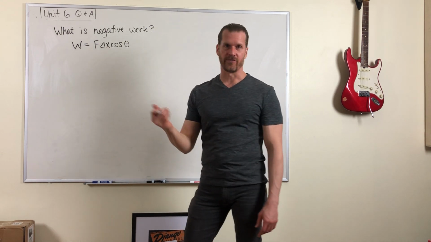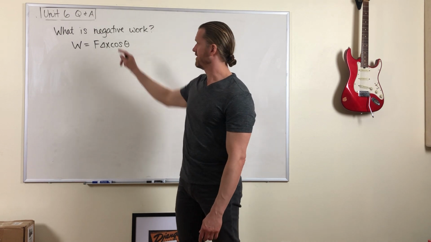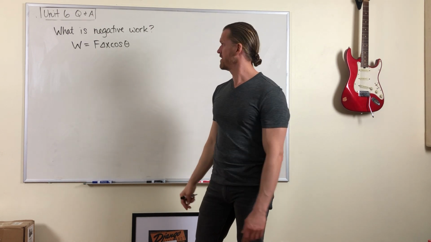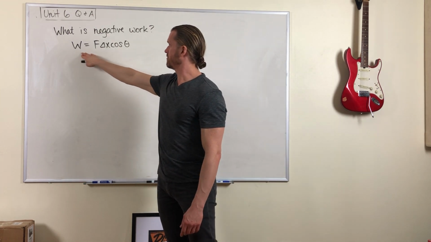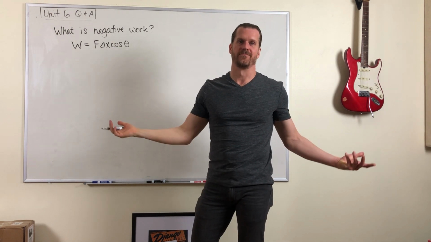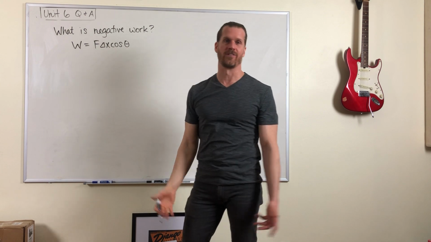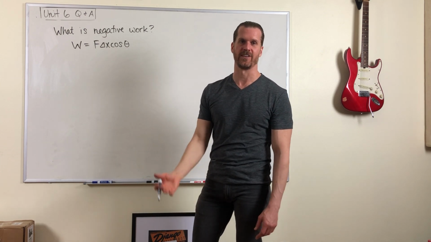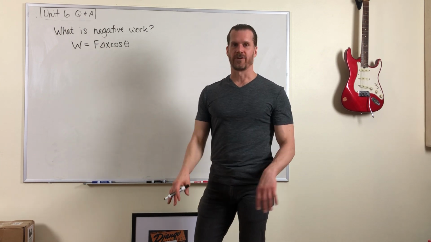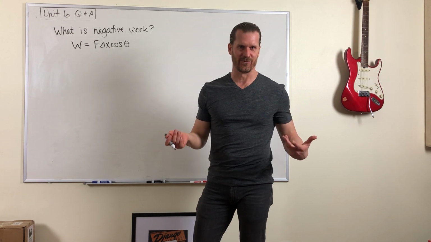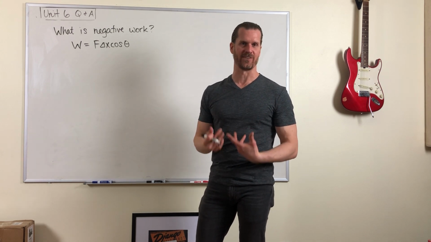For instance, if theta is 180 degrees, cosine theta is -1. So there shouldn't be any mathematical problem with work being negative, because the cosine function is allowed to have negative values. Okay, well, that doesn't give you any insight into what that means though, so let's think about the meaning of this.